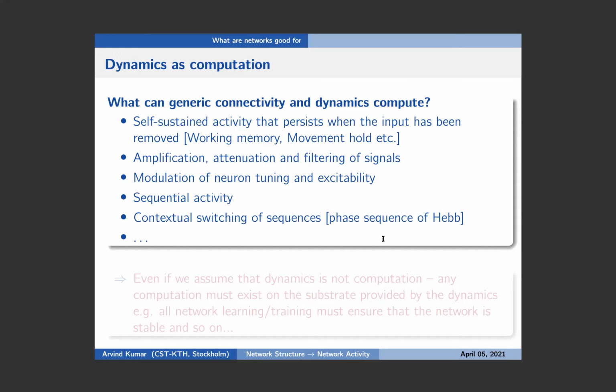Similarly, dynamics gives the network the ability to amplify, attenuate, or filter signals. We can generate spatial temporal sequences and create contextual switching. And at least in the Hebbian vision, those contextual switching of sequences could already form the basis of information processing.